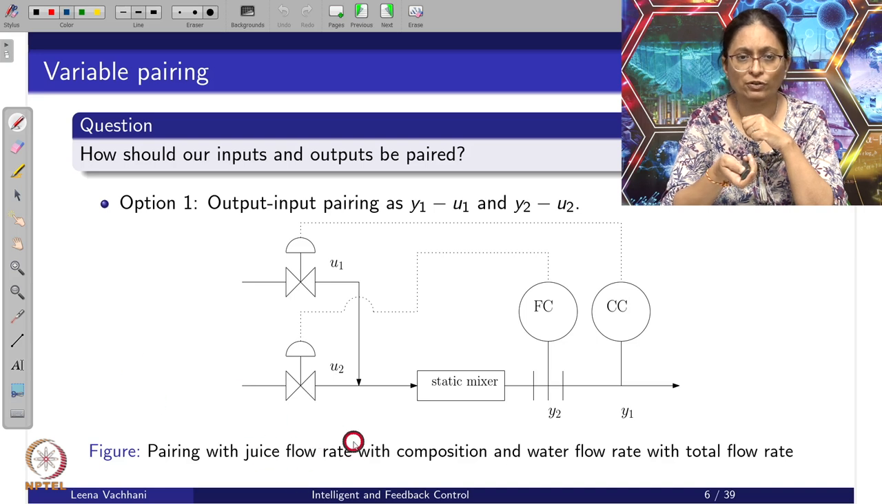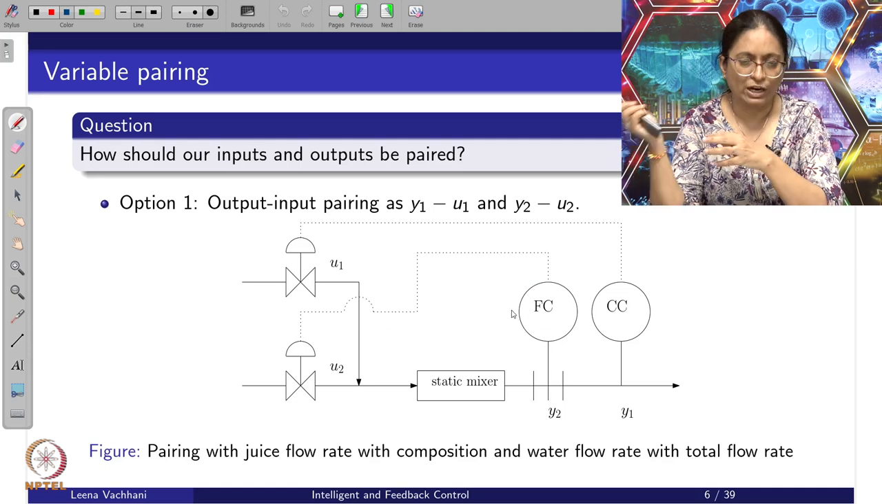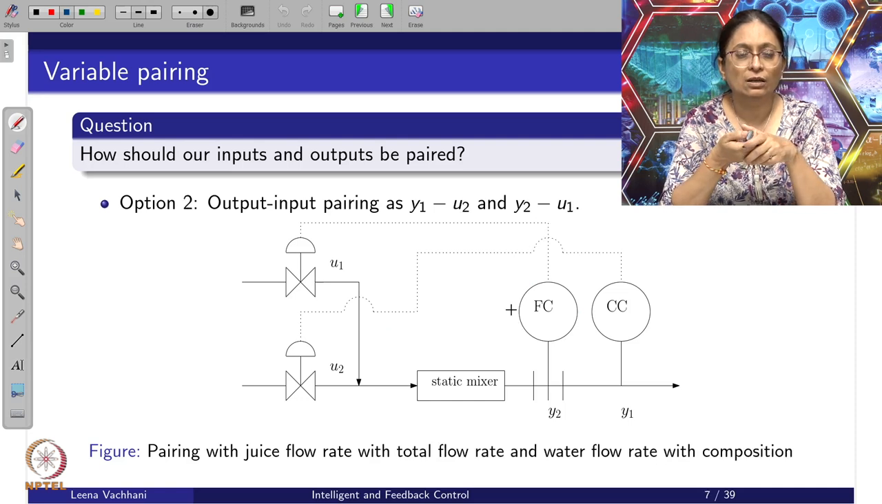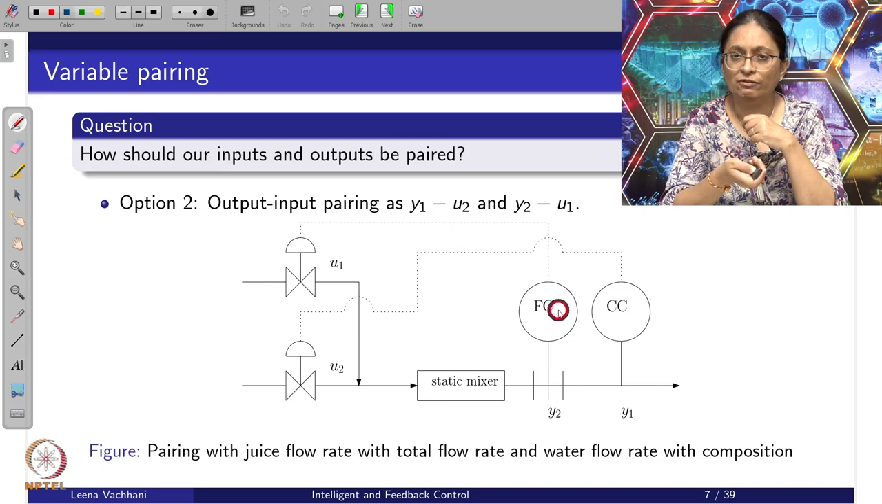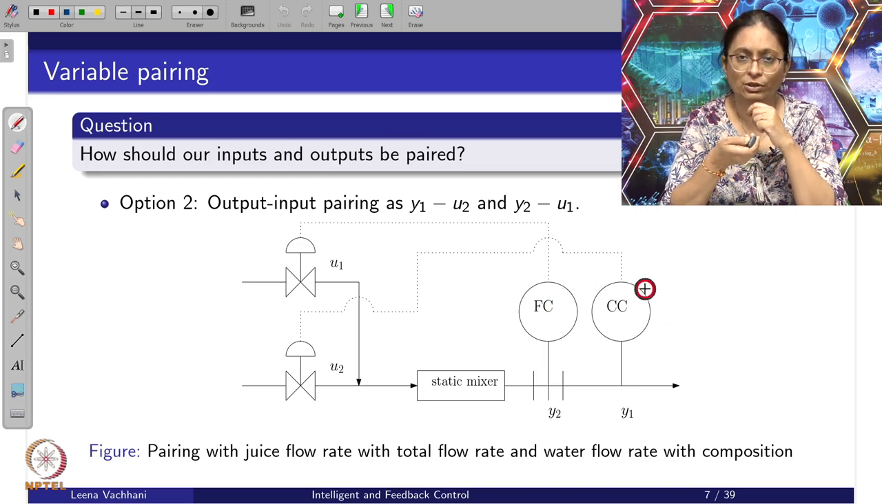So U1 is your juice flow and U2 is your water flow rate in this particular diagram. Your juice rate is deciding the composition, whereas your water rate is deciding the flow control, or the amount of flow going at the output. We have the second option, that the water rate is deciding the composition and the juice rate is deciding the flow. So here the pairing is Y1 with U2, and Y2 output is paired with U1.